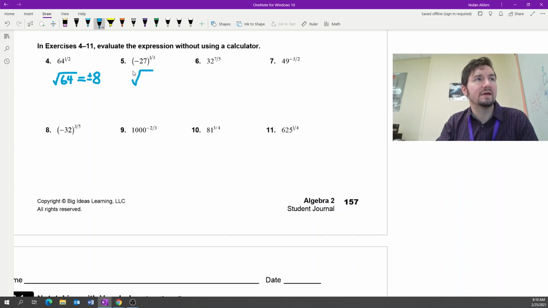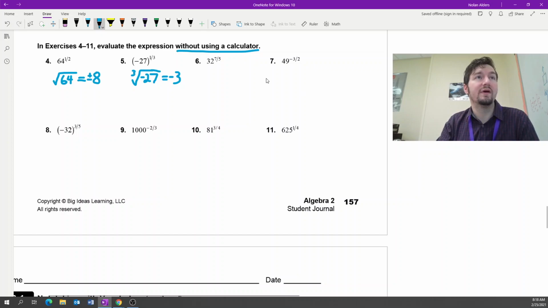So it would look something like this, and negative 27. And then the answer to that is what times what times what gives us negative 27, and that would be negative 3. It says to do this without using a calculator, and that's what we're trying to get good at, is understanding these problems without a calculator.